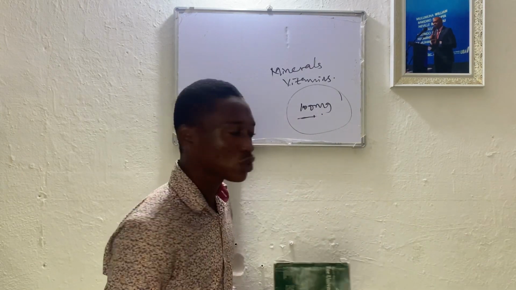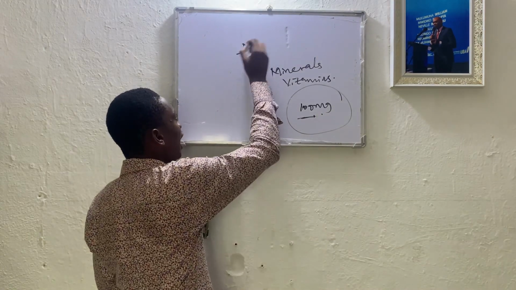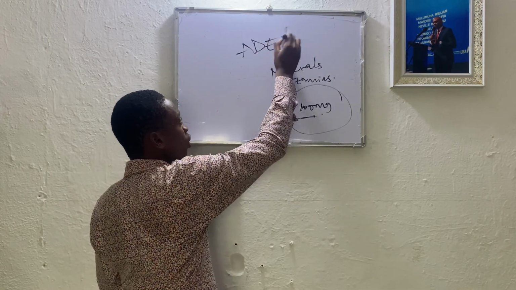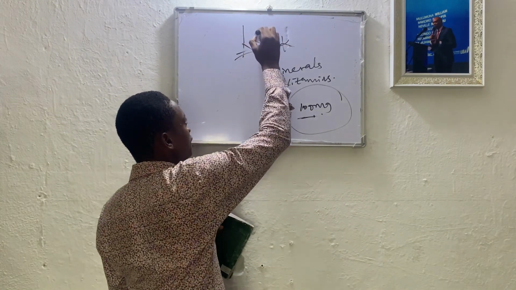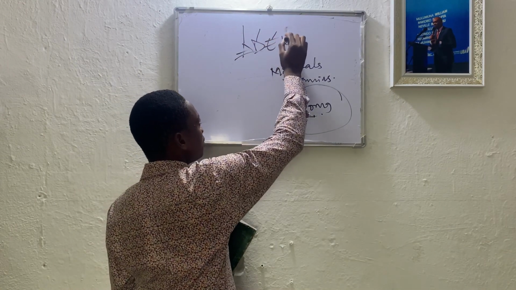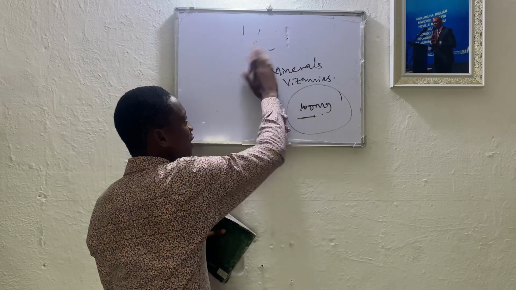Some fat soluble vitamins are what we call the ADEK. These are fat soluble vitamins: vitamin A, vitamin D, vitamin E, and vitamin K. Are we together now? Those are fat soluble vitamins.